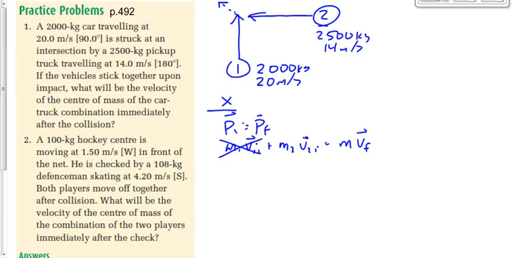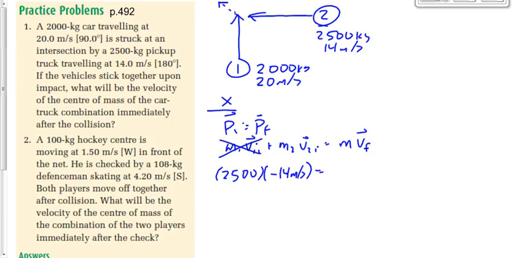Okay, we're moving on the y-axis here, and we're analyzing the x-axis. Remember we said when analyzing the x-axis, ignore anything on the y-axis. So we're not paying attention to that 20 meters per second or that 2,000 kilograms right now. M2 is 2,500 kilograms. V2i? Almost. Good. Negative 14 meters per second because it's going to the left.